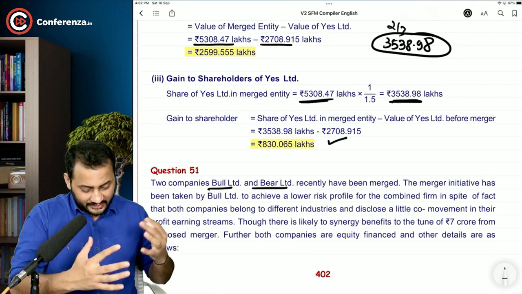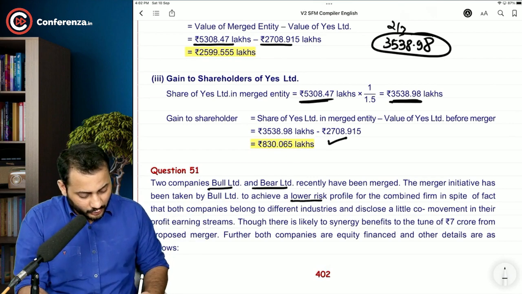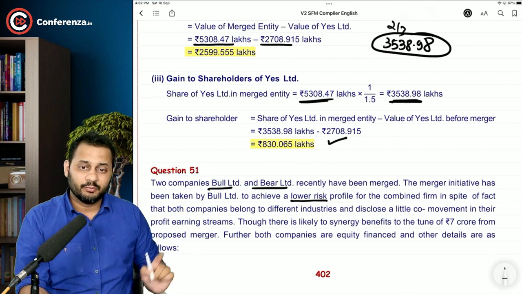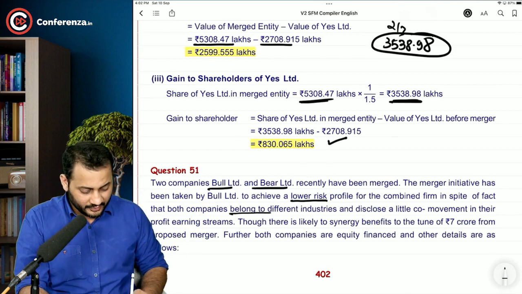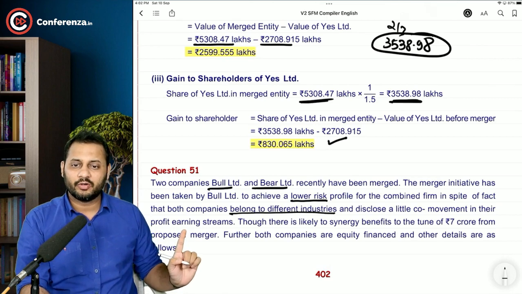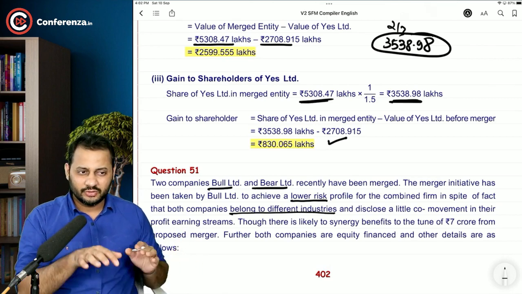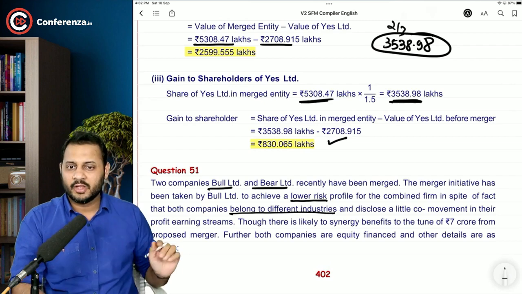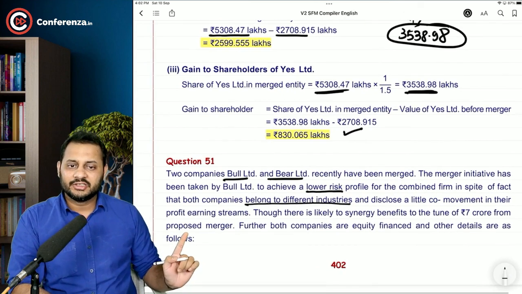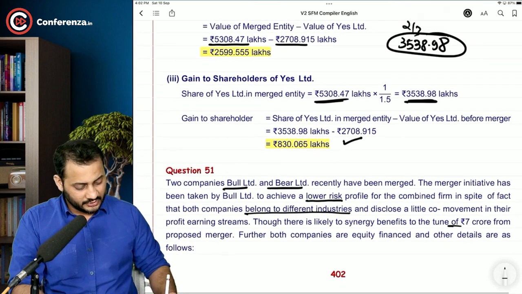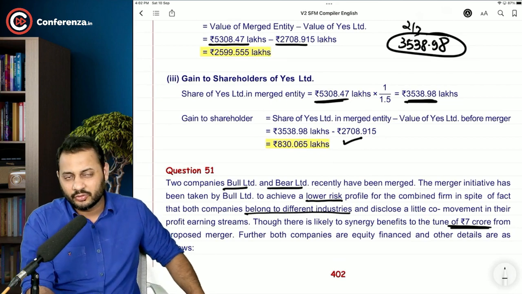This company thought that we will have a lower risk after the merger, in spite of the fact that both the companies belong to different industries and disclose a little co-movement in their profit earning streams. So there is not much relation in their earnings. Though there is likely to be a synergy benefit to the tune of 7 crore from the proposed merger. So the synergy benefit will be 7 crore rupees.